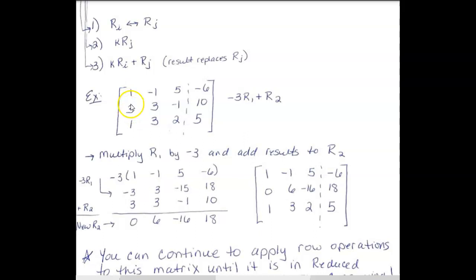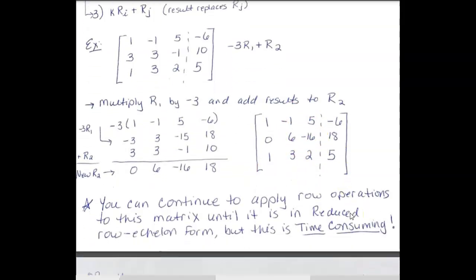If I was to keep going, I would take the top equation times -1 and add it to the bottom to put a 0 in that spot. And then I would move on and try to get row 2, or column 2, to look the way I need it to be, and then finally column 3. So you can continue to apply the row operations to this matrix until it is in reduced row echelon form.